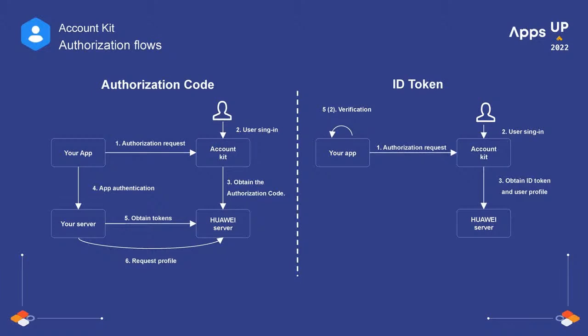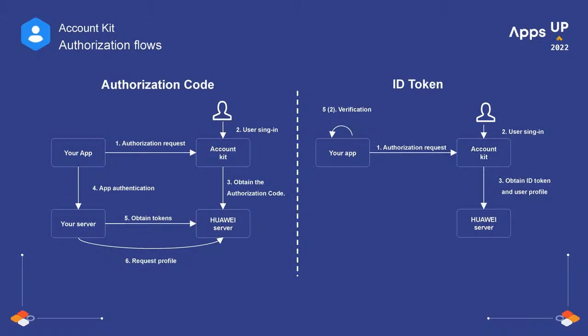Then once the user grants your app permission, Account Kit will get an authorization code from Huawei Cloud. It will return it to your app, then you will send it to your own server. And then from your server, you will send the authorization code to obtain tokens. And then once you get the tokens, you can use them to request the user profile. So this one is a little complicated. It requires server-side development. But the second authorization flow is called ID token, which is much simpler.